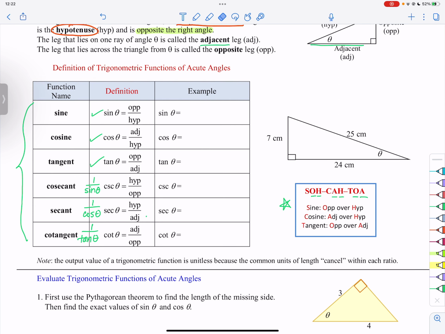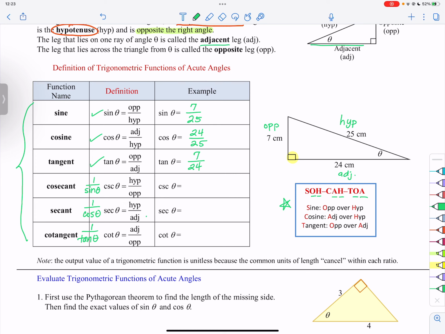We have our right angle right here. So obviously this is our hypotenuse, and our adjacent side is 24, and our opposite side is 7. We are opposite that theta. So if the sine is the opposite over the hypotenuse, we will have 7 over 25. The cosine is adjacent over hypotenuse, that would be 24 over 25. The tangent of theta is the opposite over the adjacent, which is 7 over 24.